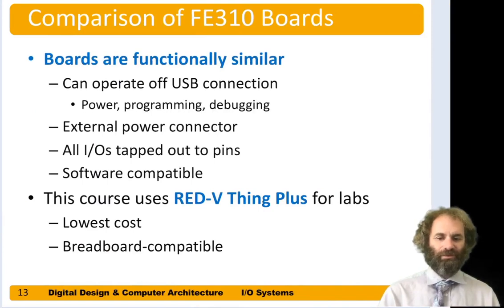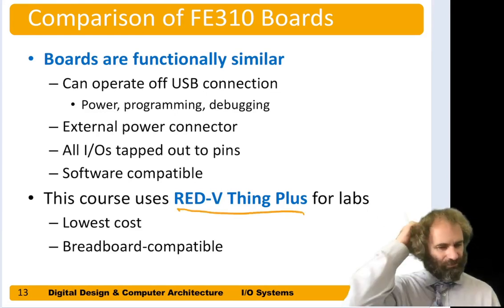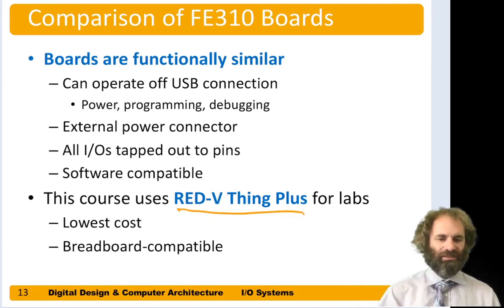So all 3 boards are functionally similar. They all operate off of a USB connection that supplies power and lets you program and debug the board. They all also have an external power connector, so you could use the device without a USB connection. They all have 19 I/O pins tapped out to pins on the board, and the software is compatible for all of them. In this course, we're going to use the RED-V Thing Plus board for our labs because it's the lowest cost and because it easily plugs into a breadboard.